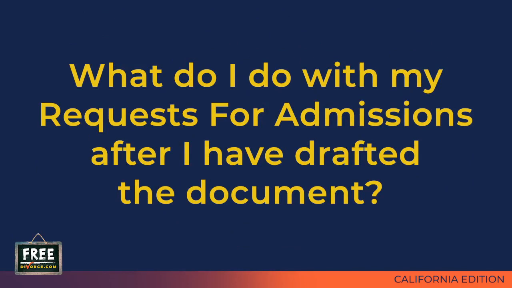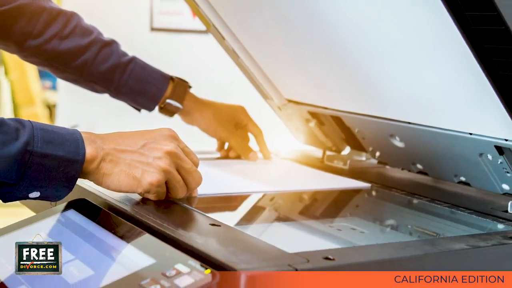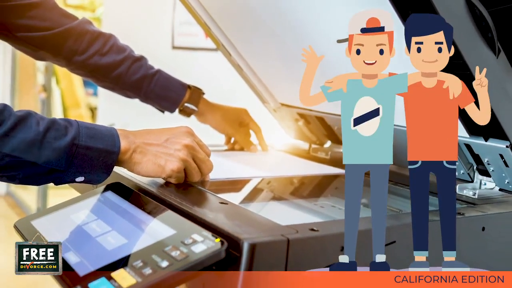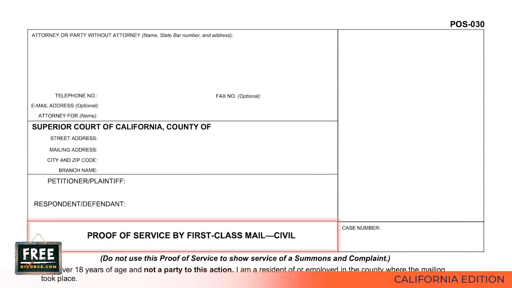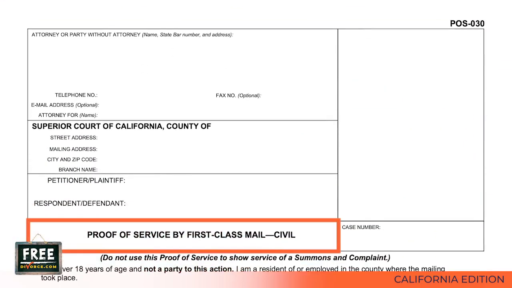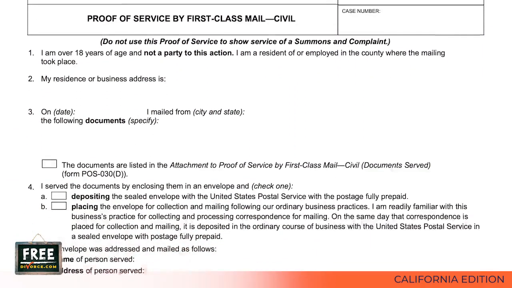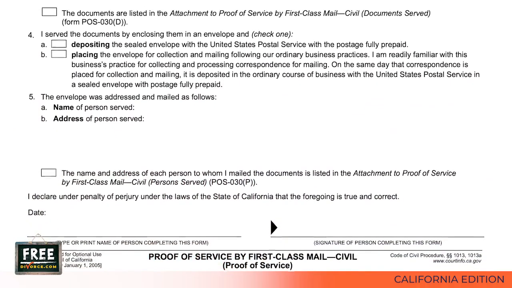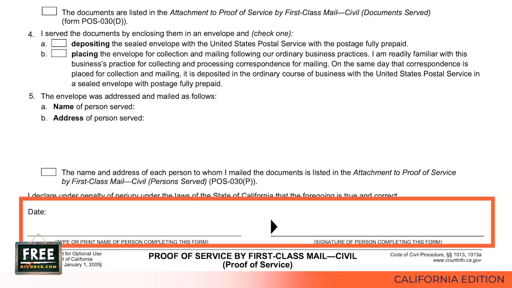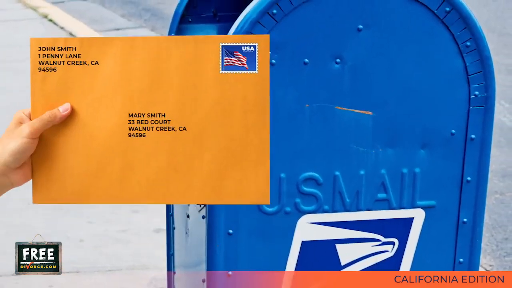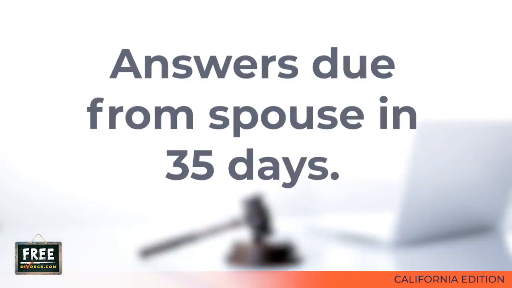After you have drafted your request for admissions, make a copy. You will have a friend that is over 18 years old put the request for admissions in the mail to your spouse. You will then complete the Proof of Service by First Class Mail form, which is POS-030. Fill out as much of the POS-030 form as you can, and then have your friend date and sign the form. Make sure your friend dates and signs the POS-030 form before the documents are put in the mail to your spouse. Your spouse will have 35 days in which to send you his or her responses to your request for admissions.